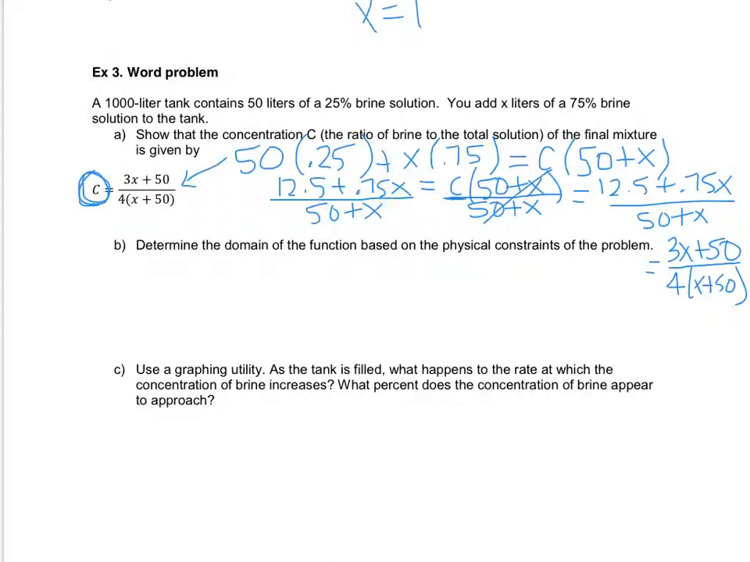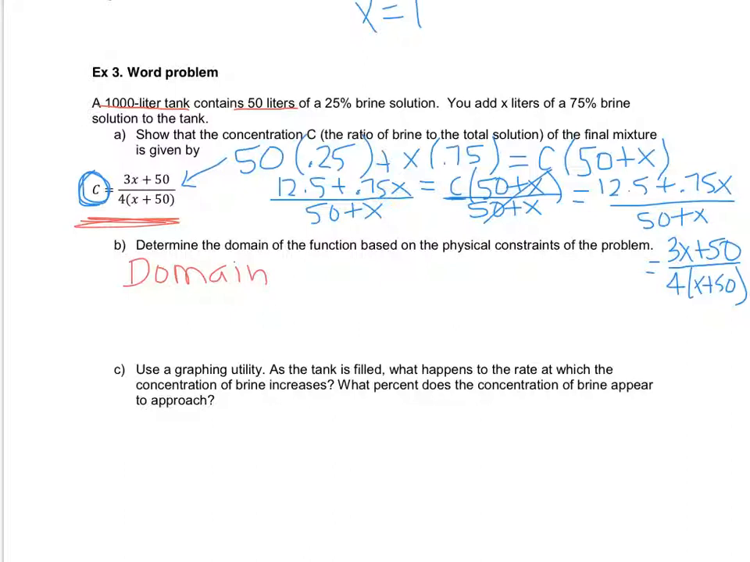So it says now on part B, determine the domain of the function based on the physical constraints of the problem. So let's look back in the problem to figure out our domain, because the domain is going to be the x values. Domain in this problem is the liters. So notice we start off with a 1,000-liter tank, and it already has 50 liters in it, which means as far as my domain for this function goes, I need to figure out how far I can take my liters before I'm at capacity at 1,000 liters.